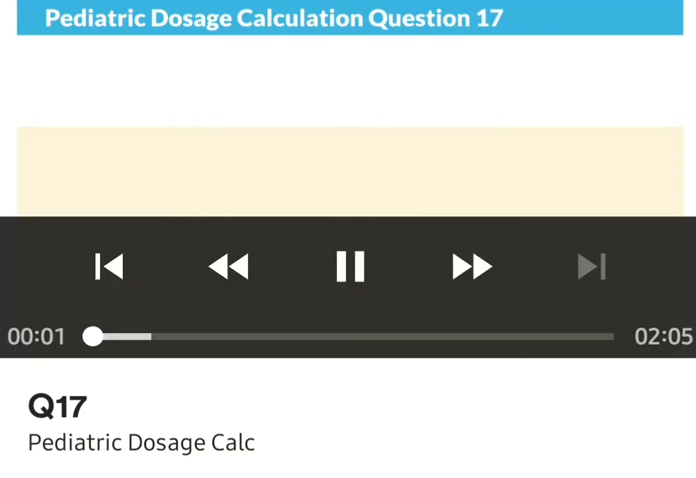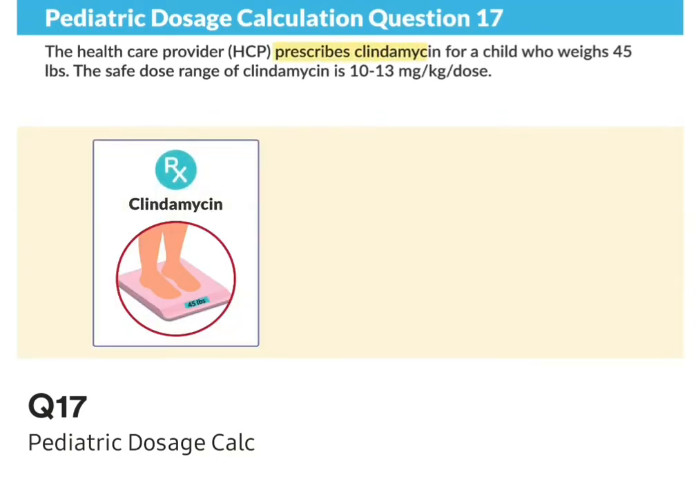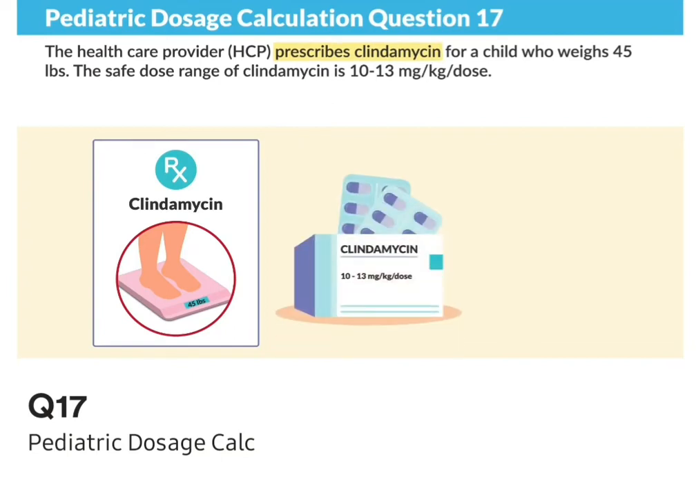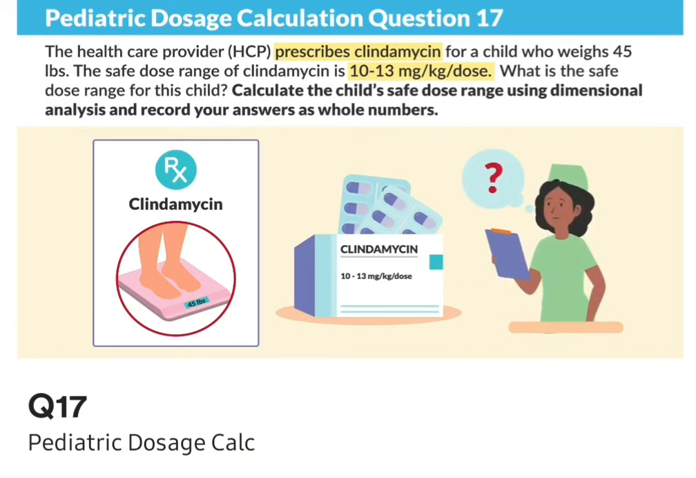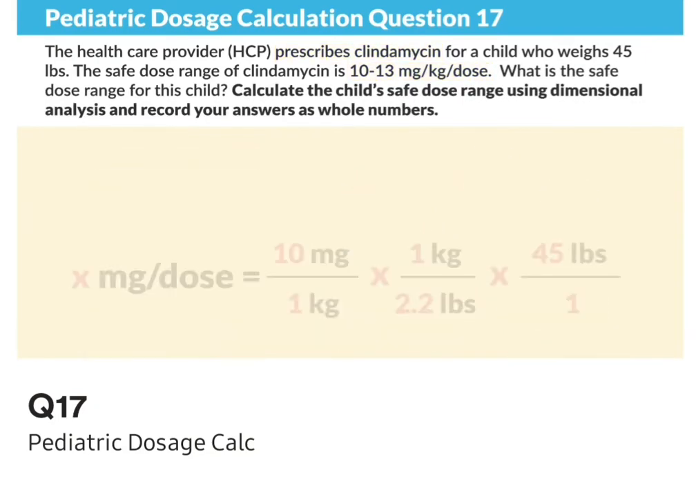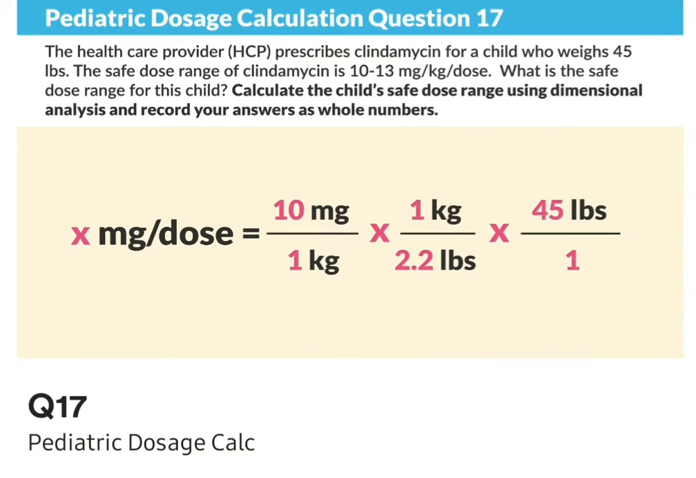Now for question 17, the provider prescribes clindamycin for a child who weighs 45 pounds. So the safe dose range for clindamycin, the antibiotic, is 10 to 13 milligrams per kilogram per dose. So what is that safe dose range for this child? All right, so let's start with the lower dose here. Let's start with that 10 for 10 to 13 milligrams.